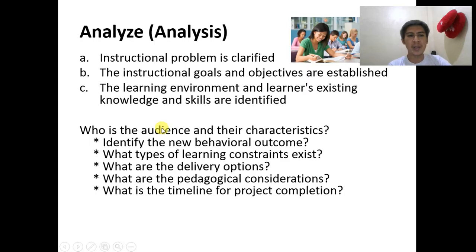So at the bottom here you will see a listing. Who is the audience and what are their characteristics? You will identify the new behavioral outcome. What types of learning constraints exist? What are the delivery options that I will eventually have? What are the pedagogical considerations? You analyze the timeline for the project completion, or the timeline of this problem solving that I have to do. And this will refer to the teaching episode.